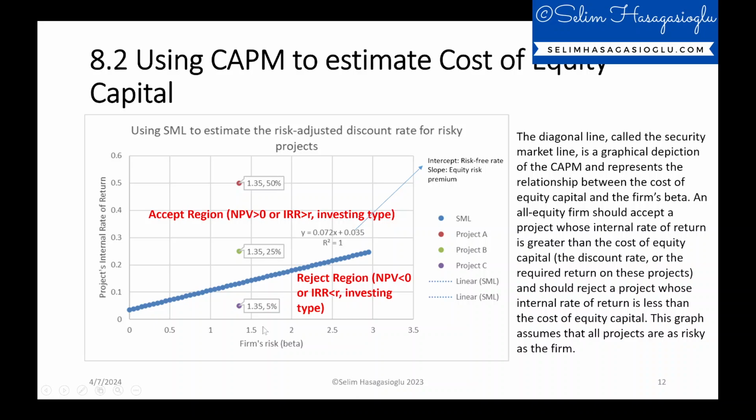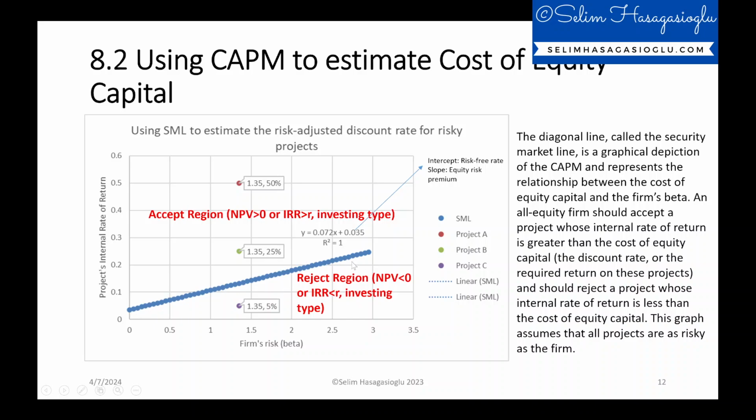Remember, the horizontal x-axis will be the firm's risk, beta, and the vertical axis will be the project's internal rate of return. Based on this, we created this plot. This is the equation of the line. R squared, of course, should be equal to 1 because it is perfectly linear. Based on this equation of the line, the intercept will be the risk-free rate, 3.5%, and the slope, the term before x, is the equity risk premium, which was 7.2%. Then we created the security market line.